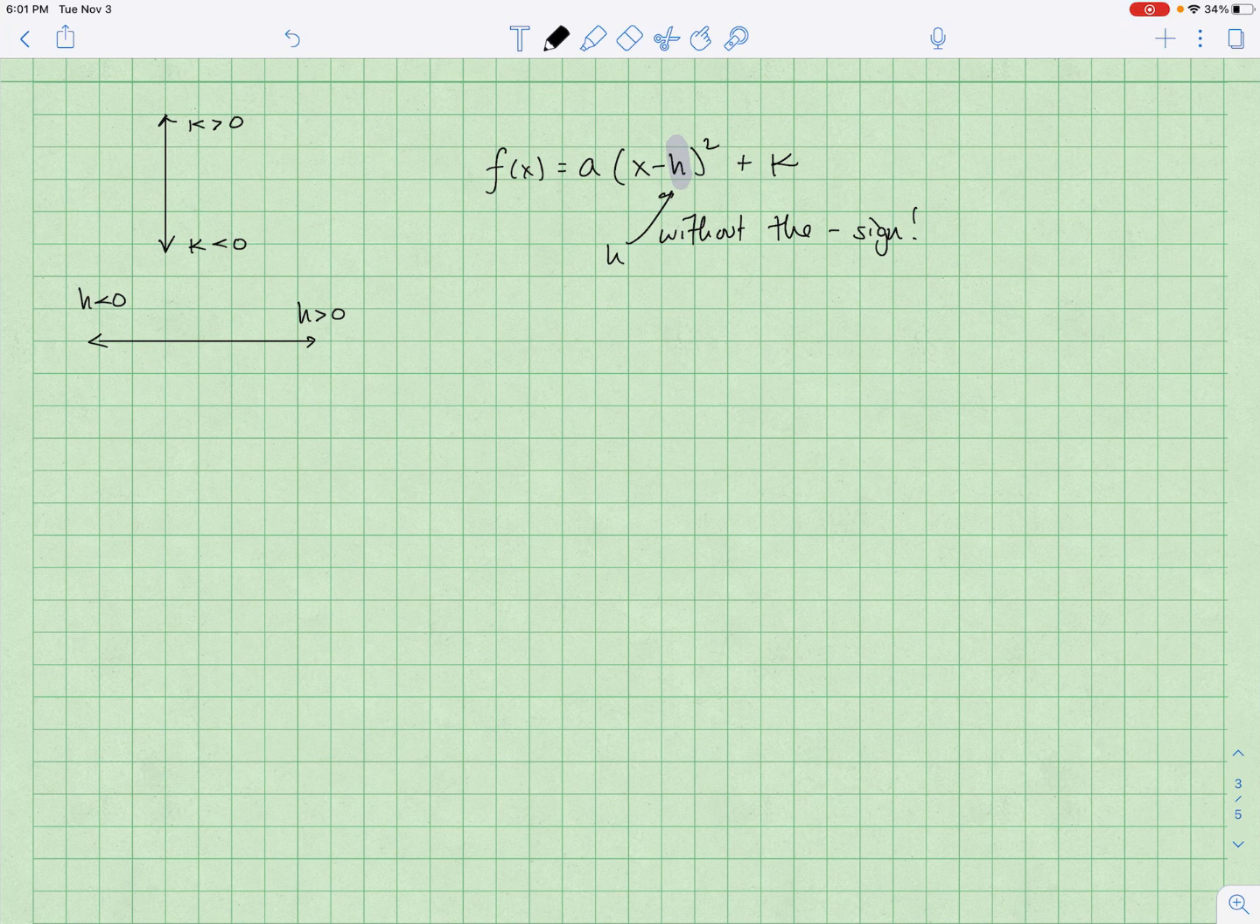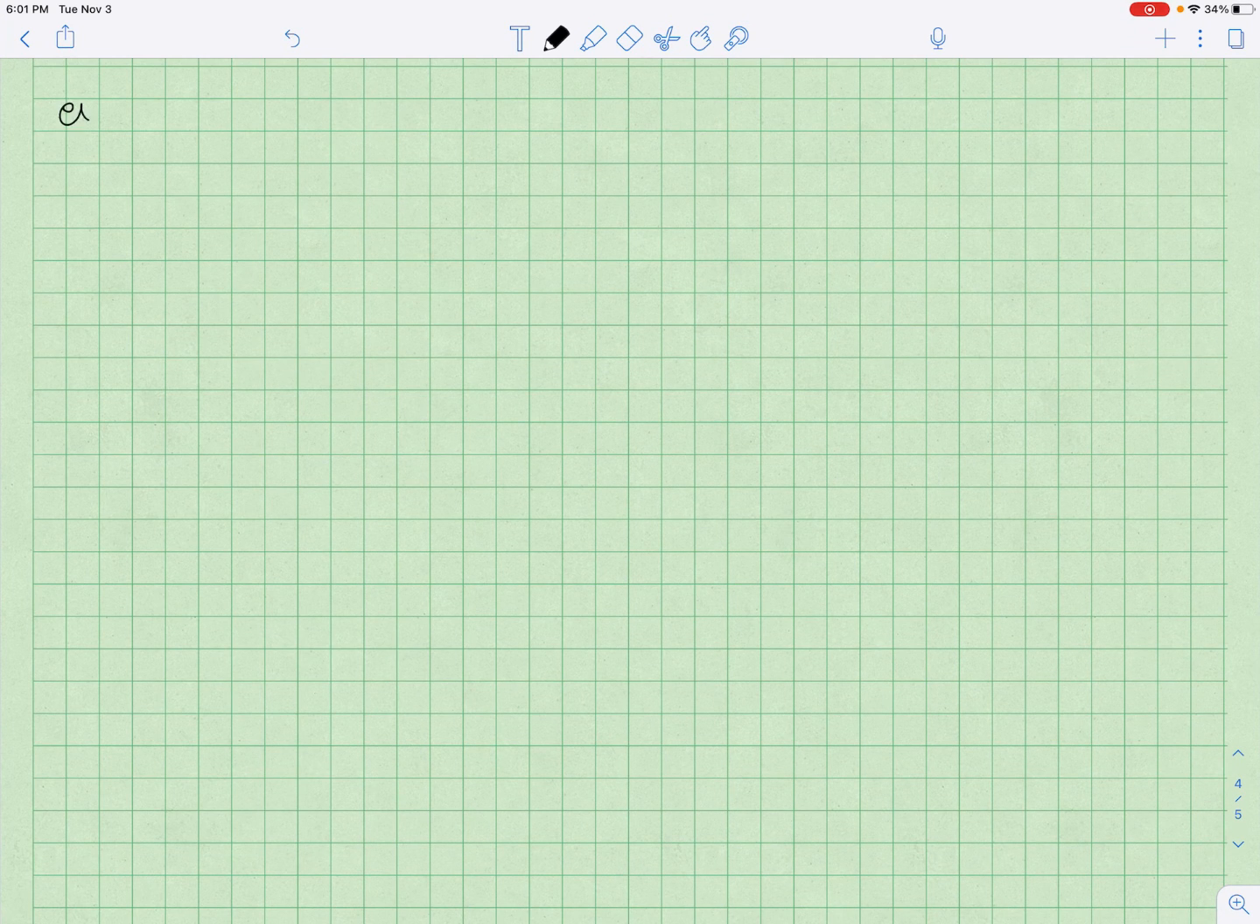Let's go ahead and do another example. Example number, I guess this is example 2 at this point. Let's do something like graph f of x is equal to 6 minus x plus 4 squared.